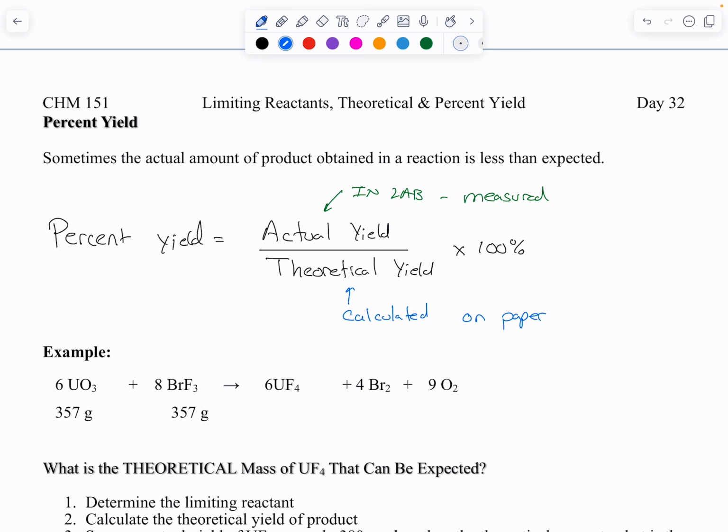So if you get above 90% yield in a lot of reactions, that's fabulous. Some reactions are only 50% yields, and that's just how they are. Some are less than that. It just depends. Here's an example of this.